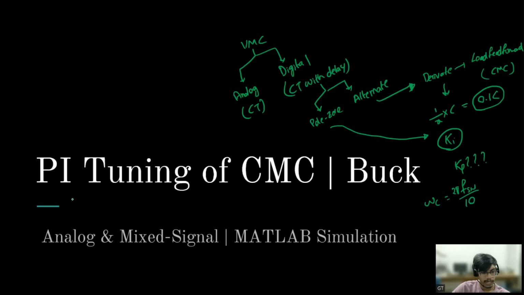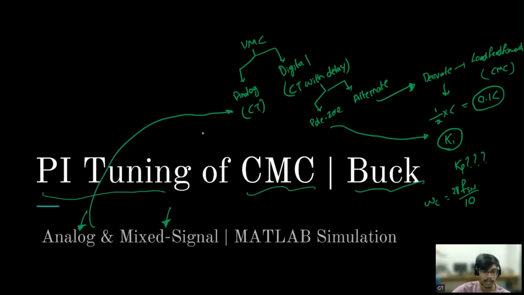Again, in PI tuning of current mode control under a buck converter, we will be considering analog as well as mixed signal. First we'll be discussing analog, meaning only continuous time, and mixed signal, meaning continuous time with delay. Whatever we have considered in the past few slides, the same thing we'll be considering. So this is the continuous time model, and this is the continuous time model with some delay.